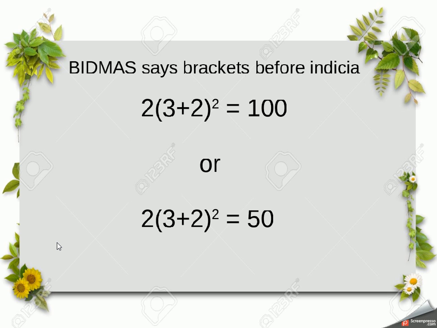BIDMAS says brackets before indices. So the first job we've got to do is sort out whatever is in the brackets. So in this case, we're going to do the 3 plus 2 is 5. We're not going to multiply them. Of course, that's now going to tell us, okay, after brackets, the index comes. So I'll do the 5 squared, because that's an index. 5 times 5 is 25. And then 2 times 25 will be 50. I did the brackets. I then did the index, the power, the squaring, and then I did the multiplication. B, I, no division, M.